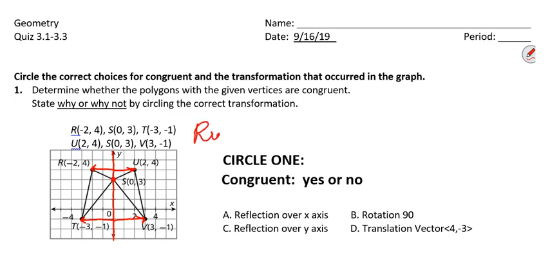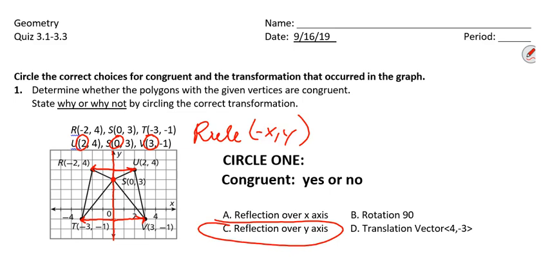The rule for our reflection over the y-axis is (-x, y), and notice that all the signs for the x's changed, except for the 0, obviously, because that can't change. So I say that this is a reflection over the x-axis, and that they were congruent because reflections produce congruent images. And if you recall, the 3 that do are reflections, rotations, and translations.